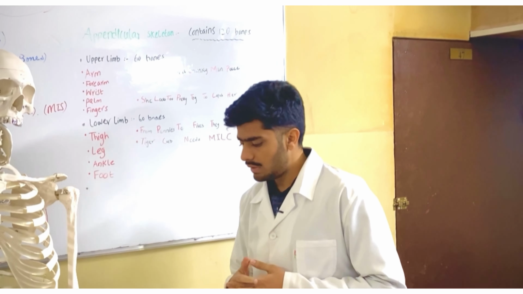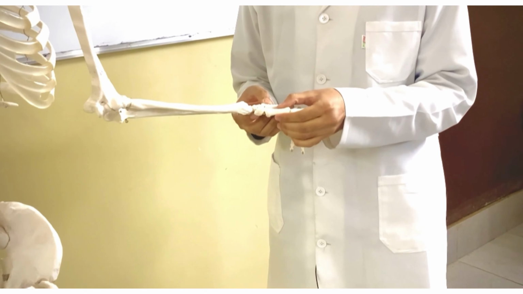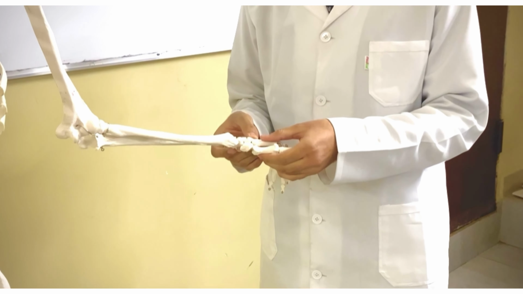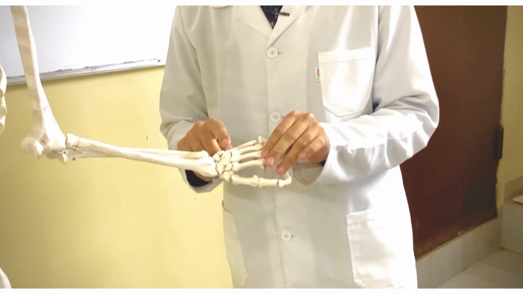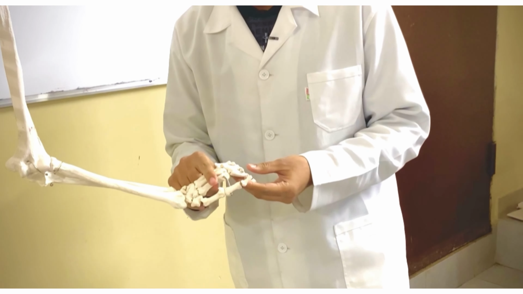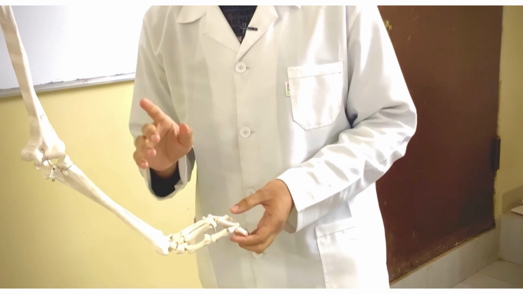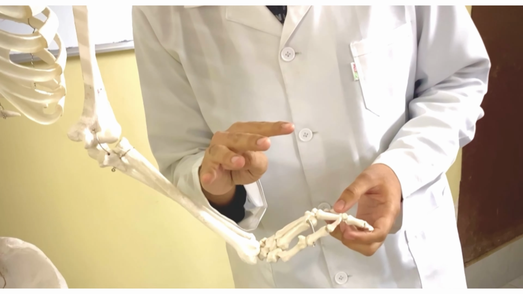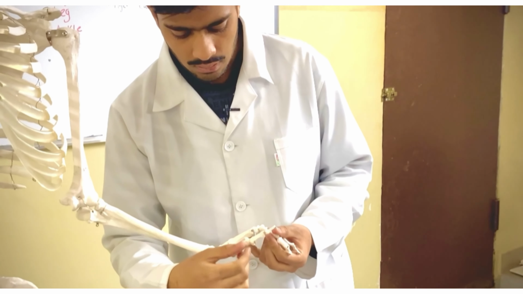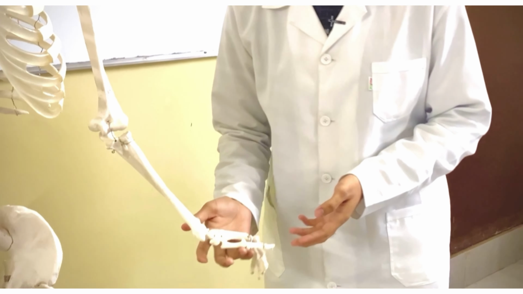After the wrist we have our palms, which contain five metacarpal bones. The bones of the wrist are known as carpals, and the bones of the palm are known as metacarpals. After the metacarpals we have our phalanges, which are 14 in number. Our four fingers have three bones each, and our only thumb contains two phalanges.